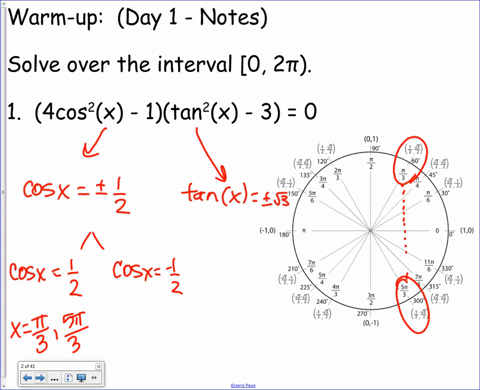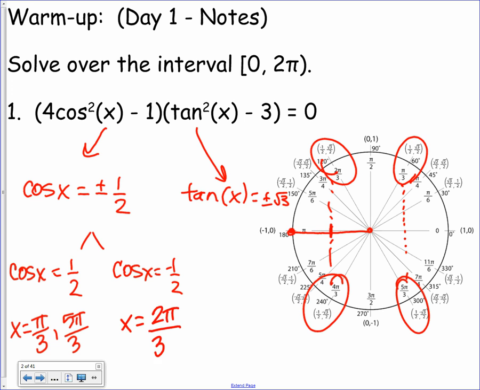For where does cosine equal negative 1/2? Well, that's an x value, so there's 0, there's negative 1, so halfway. If I go up, I'm at 2 pi over 3. If I go down, I'm at 4 pi over 3. So this is x equals 2 pi over 3 and 4 pi over 3.